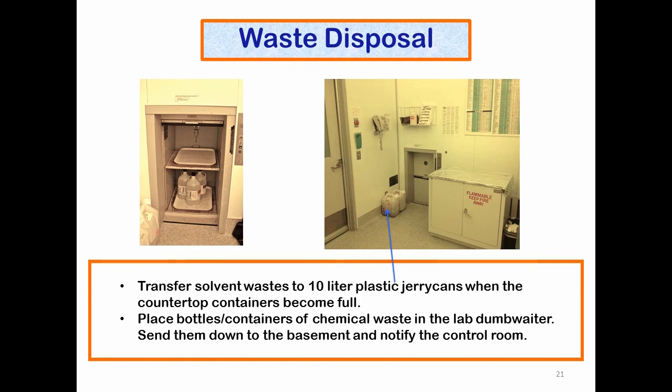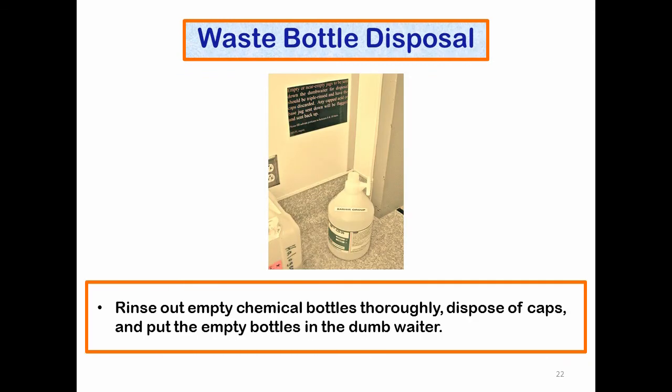For waste disposal, transfer the solvent waste into the larger 10-liter plastic jerry cans when the countertops become full, and remember to place bottles and containers of chemical waste in the dumbwaiter when they are full to send them down to the basement. Do notify the control room when you have delivered some acid into the dumbwaiter.